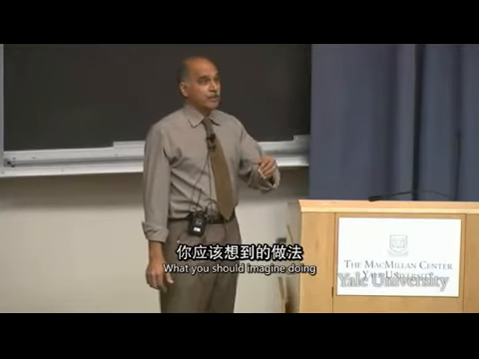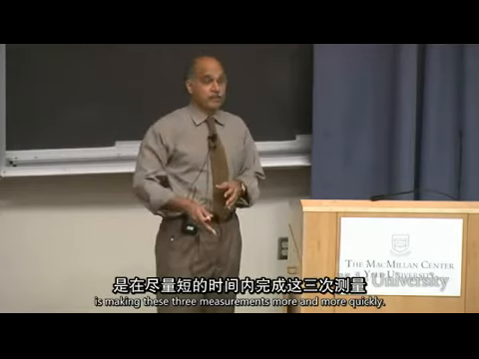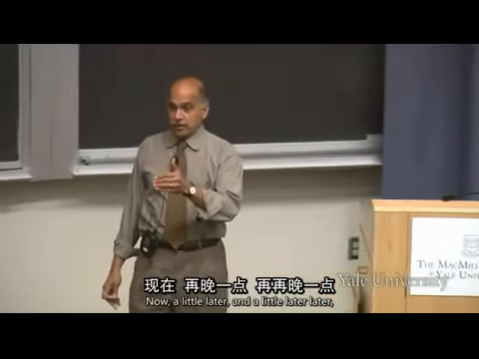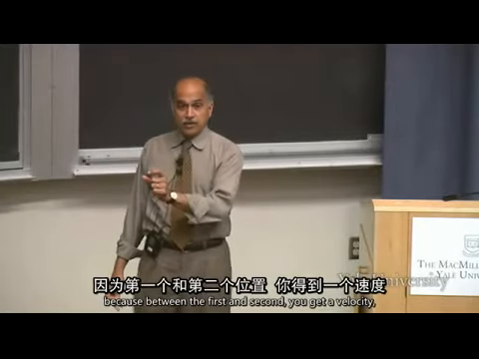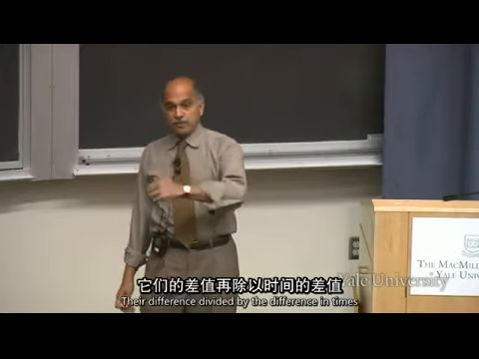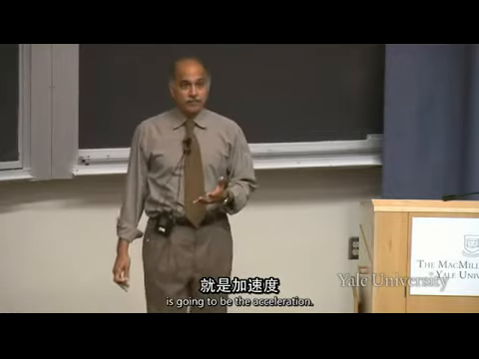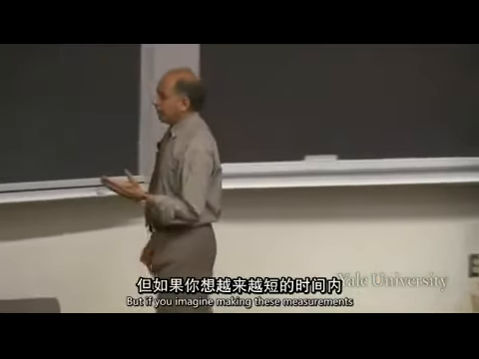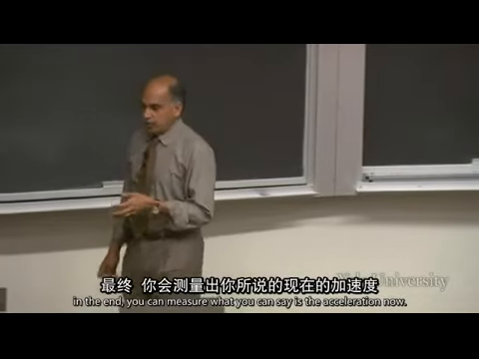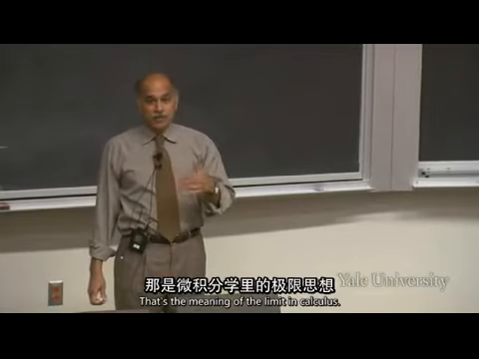So what you should imagine doing is making these 3 measurements more and more quickly. Right? You need 3 position measurements. Now, a little later, and a little later, because between the first and second you get a velocity, second and third you get another velocity. Their difference divided by the difference in times is going to be the acceleration. But if you imagine making these measurements more and more and more quickly, in the end, you can measure what you can say is the acceleration now. That's the meaning of the limit in calculus.